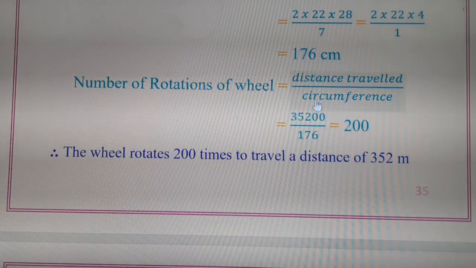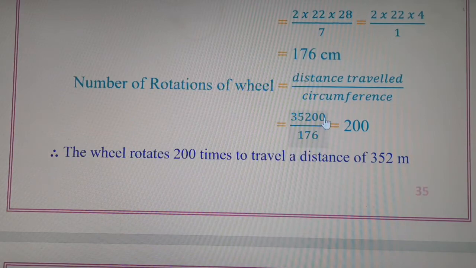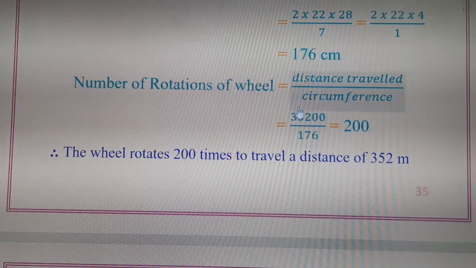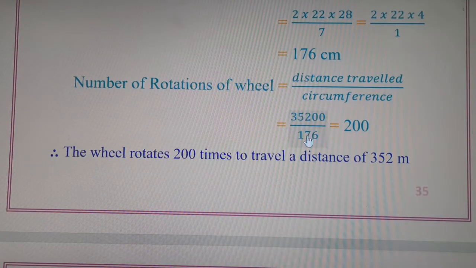We have to divide by the circumference, 176 centimeter. Both are in centimeter, so we can do the cancellation. In 176 table, if we do double of 176, we'll get the answer 352. So 176 ones are 176, 176 twos are 352. So these numbers can be cancelled. The numerator and denominator can be cancelled by using 176 table, because double of 176 is 352.